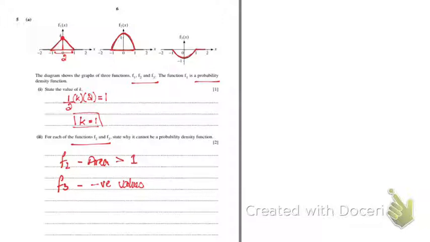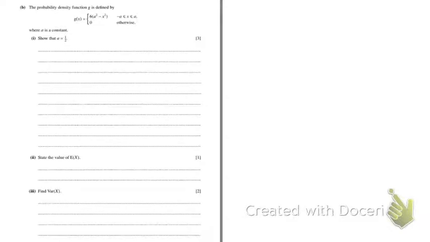f2 is not a probability density function because the area is greater than 1. f3 is not a probability density function because the values are negative. To be a probability density function, the area under the curve needs to equal 1 and the values need to be positive. Okay, moving on, g(x) equals 6 in the bracket a squared minus x squared. The range is minus a to a. Show that a equals 1 upon 2.